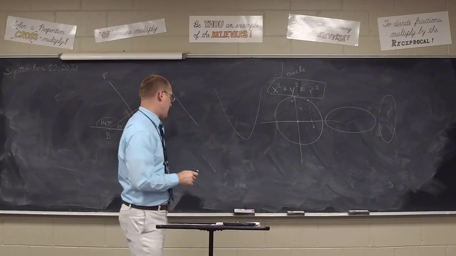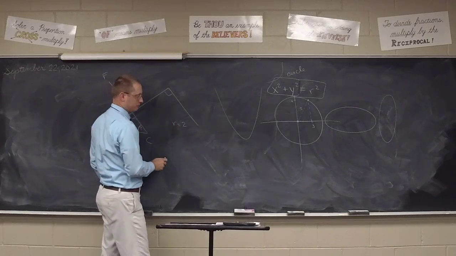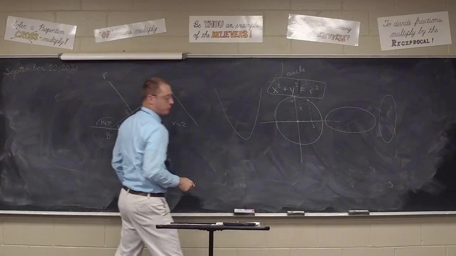So if the circle had a radius of 2, what would the equation be? Assuming it's centered at the origin like this one was.